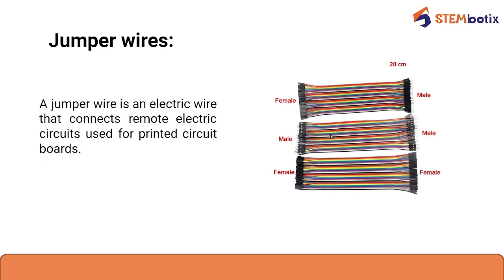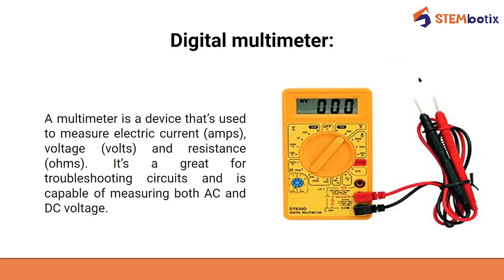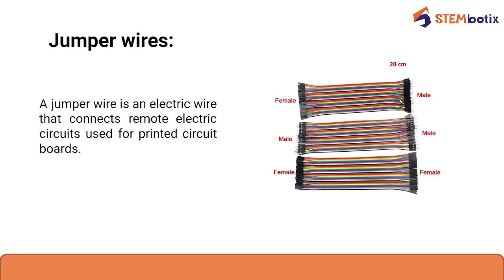Now, as you can see in the image, in this female to male type of wire, on the male side you will see there is a pin, and on the female side there is a hole. So you can identify by this difference that if there is a hole, then it is female type, and if there is a pin coming out of it, then it is male type. So every jumper wire comes in three different types: female to male, male to male, and female to female. A jumper wire is an electric wire that connects remote circuits, used for printed circuit boards. So these are the wires which are used to connect different parts with each other.